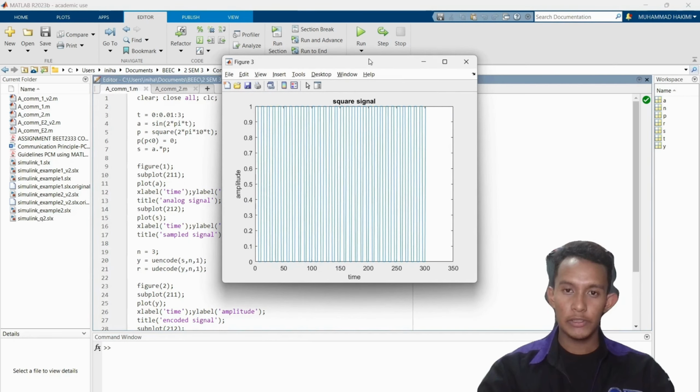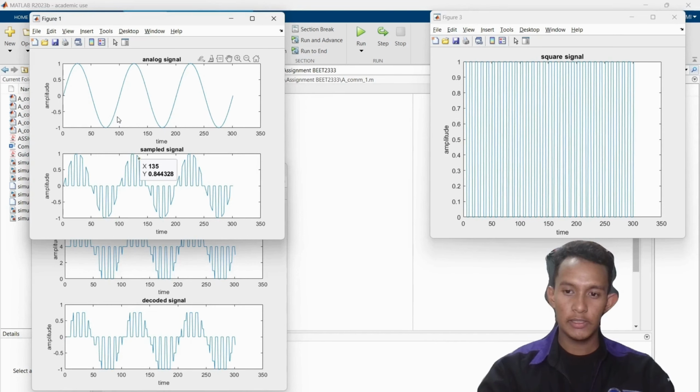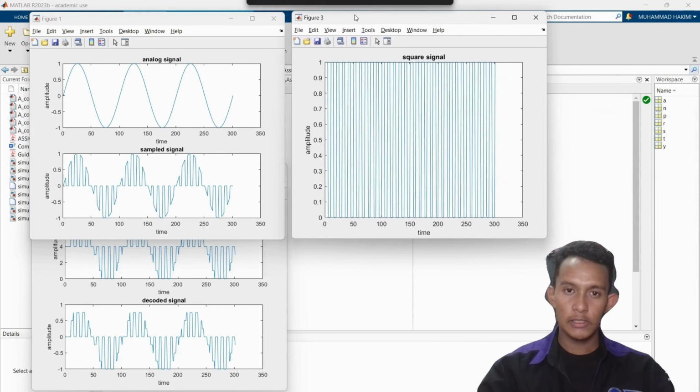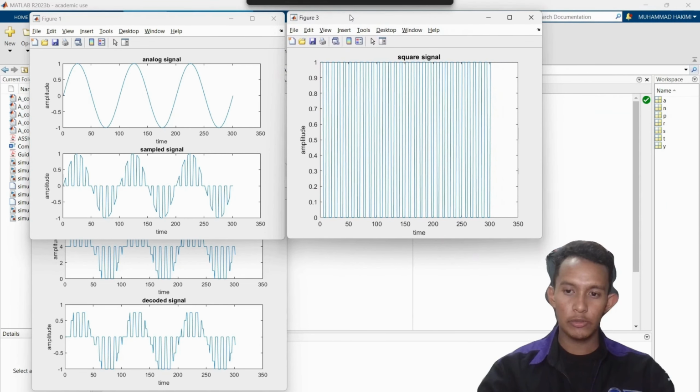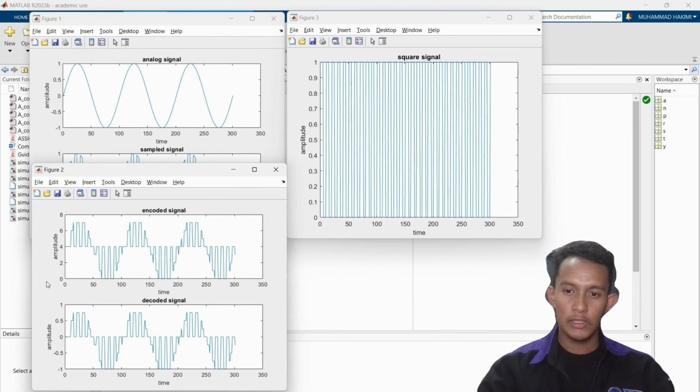So this is the output. This is the original signal. This is the sample signal. This is the square wave that we use to produce the sample signal. This is the signal after encoding and decoding.